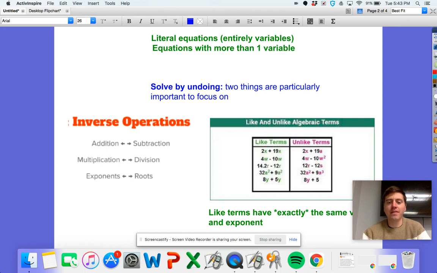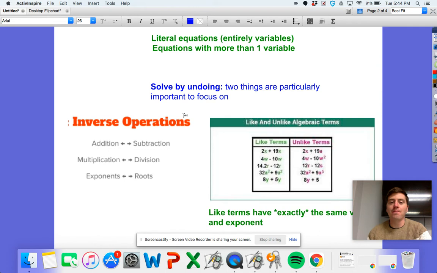To continue our theme with solving and manipulating equations, we're going to focus today on literal equations, or equations that are entirely variables, or equations that just have more than one variable, and how we're going to manipulate them, move them around, and solve for a specific variable, because this is a skill you need just in general in math, and one that we're going to be using heavily here in a bit when we do systems of equations.